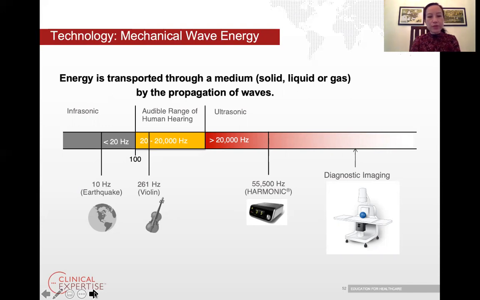Infrasonic waves have frequencies below 20 cycles per second. Audible or sonic sound waves are confined to a frequency range of 20 cycles per second to about 20,000 cycles per second. Ultrasonic mechanical waves have frequencies above the audible range, which is 20,000 cycles per second or greater. Ultrasonic instruments used in surgery operate at 55,500 cycles per second or around 20 kilohertz.